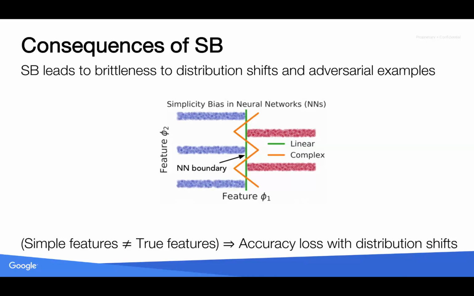For example, if the simple feature was the marker in the COVID-19 setting, which was not the correct feature to look at when we went from the train distribution to the test distribution.